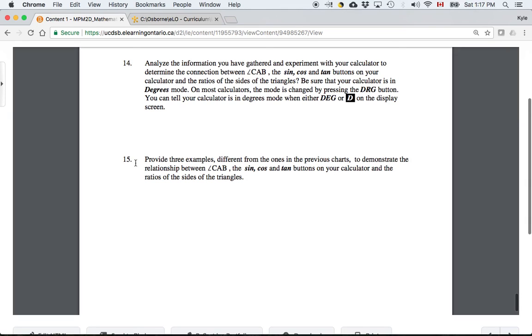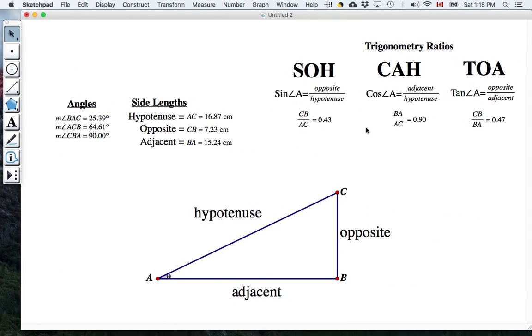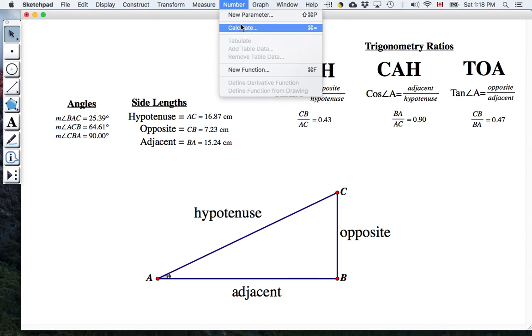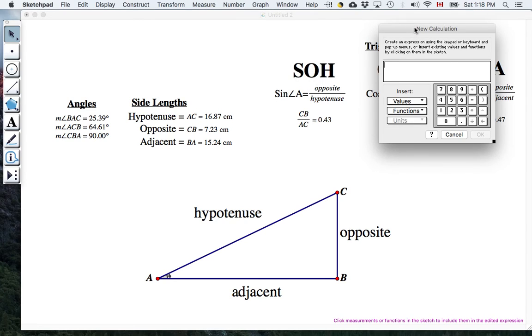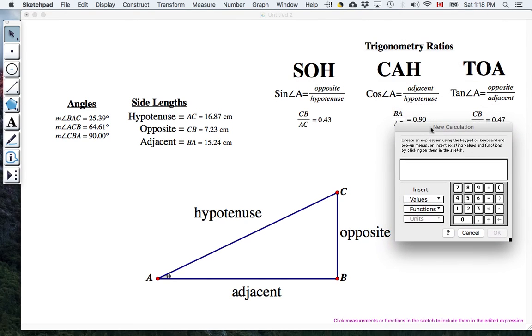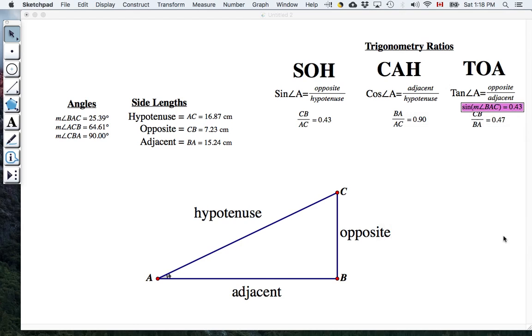Lastly, for number 15, we're going to introduce the calculations of sine, cos, and tan. So over on our Geometer's Sketchpad, I'm just going to do the first one for you. If you go up to number and calculate, now sine, cos, and tan are functions. So we're going to figure out the sine of angle A. So that's this angle over here, BAC. So the sine of angle A, and we're going to hit OK.